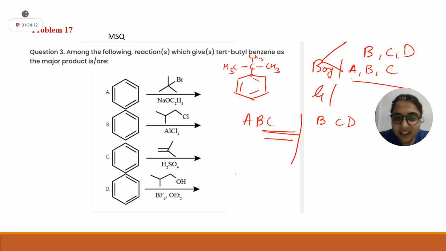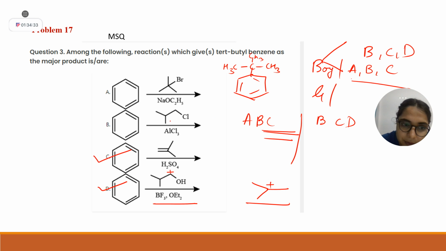Okay, we will see option A at last. Start from here. BF3 etherate is nothing but your Lewis acid. Lewis acid will form a carbocation here. It will rearrange and form this cation, and it will give you tertiary butyl benzene. So option D is correct. Similarly, option C is correct. Option B is also correct because the carbocation will form here, then a 1,2 hydride shift, and then the carbocation will be this, and you will get tertiary butyl benzene.